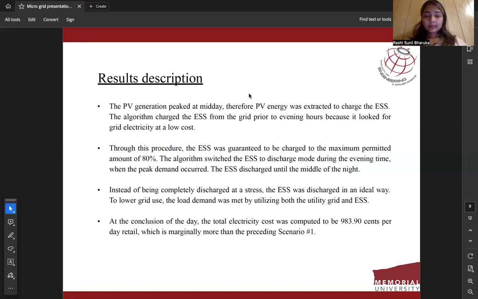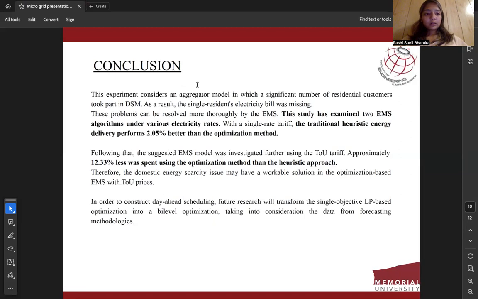At the conclusion, the electricity cost was computed to be 983.90 cents per day retail, which is marginally more than the preceding scenario obtained with the heuristic technique. The conclusion says that this paper has studied two energy management system algorithms under various electricity rates, considering the residential electricity bill cost. The traditional heuristic energy delivery performs 2.05% better than the optimization method.